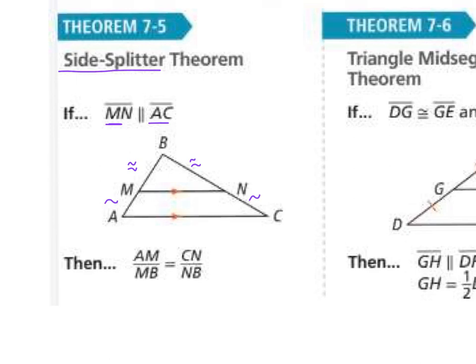One thing to note about this theorem down below, even though MN is parallel to AC at the bottom, it doesn't guarantee that AM is equal to MB. We don't know that for sure until we go to the second theorem over on the right.